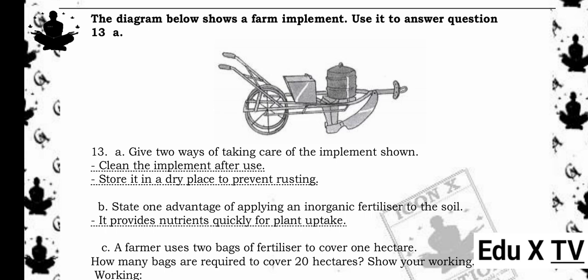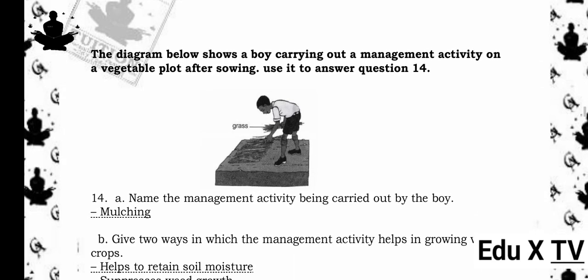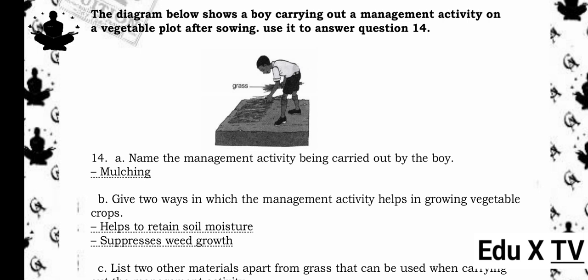C. A farmer uses 2 bags of fertilizer to cover 1 hectare. How many bags are required to cover 20 hectares? Show your working. Working: 2 bags multiplied by 20 hectares equals 40 bags. Answer: 40 bags. The diagram below shows a boy carrying out a management activity on a vegetable plot after sowing. Use it to answer question 14.